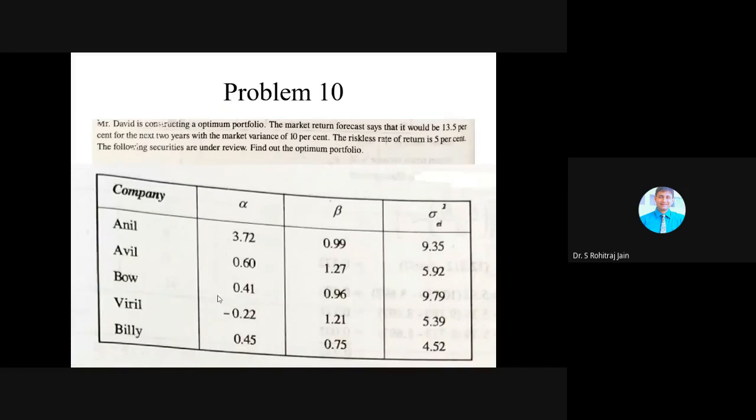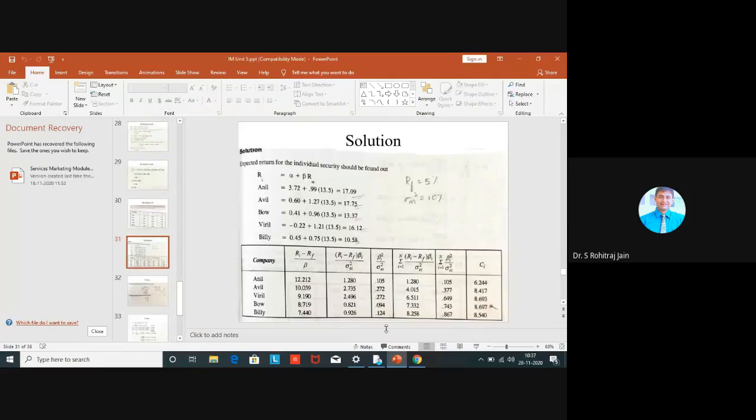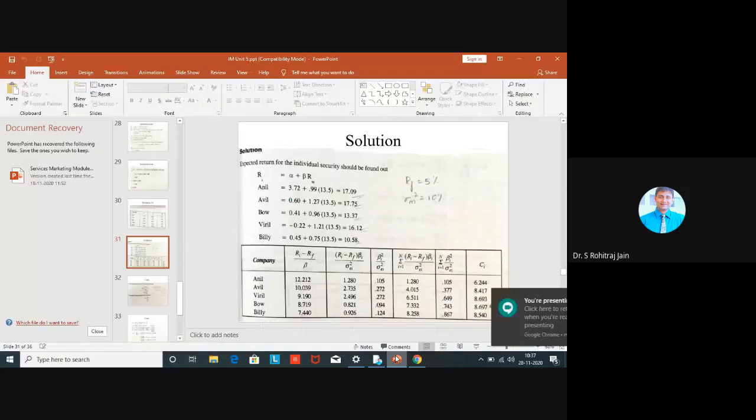Similarly, the fourth stock, minus 0.22. See here in the problem, students, alpha value for the fourth stock is minus 0.22, okay? So minus 0.22 plus 1.21 into 13.5, which is equal to 16.2. Then the fifth stock is concerned, alpha plus beta RM, 0.45 plus beta, that is 0.75 into RM, that is 13.5. I got the value to be equal to 10.58. So till here, everyone has understood. I request all to speak. Any doubt till here? That is calculation of RI.